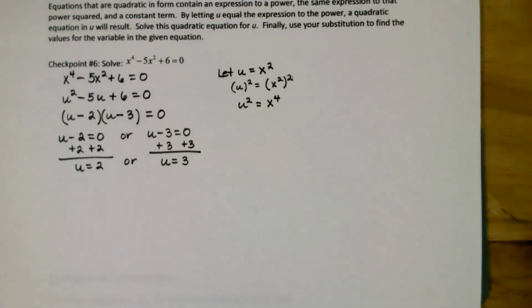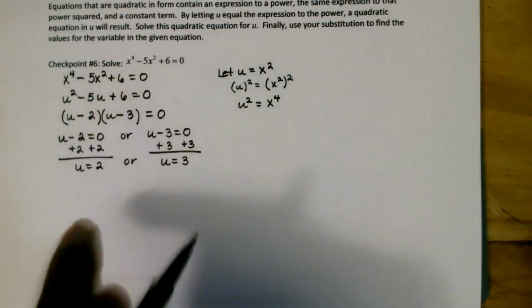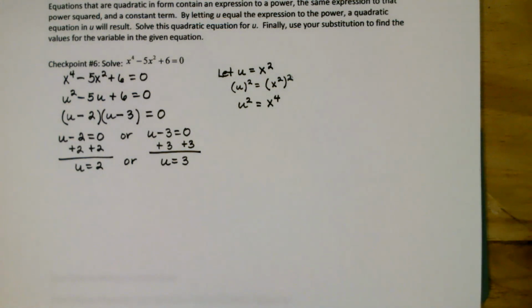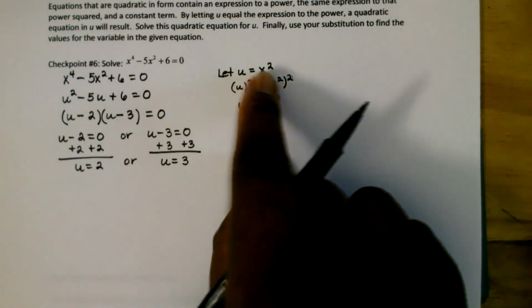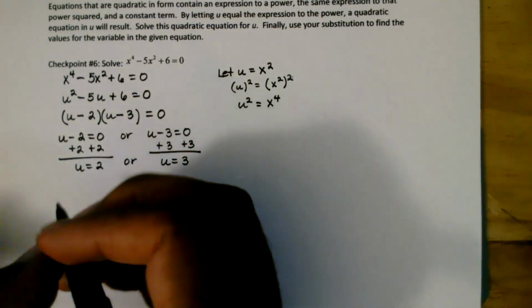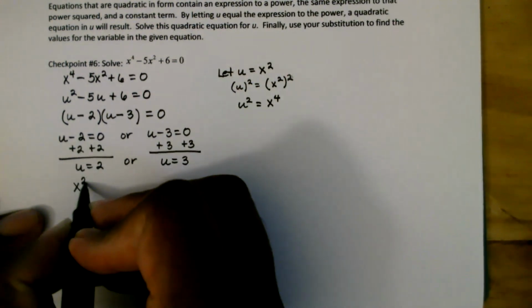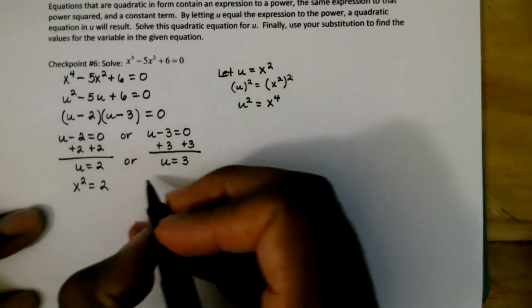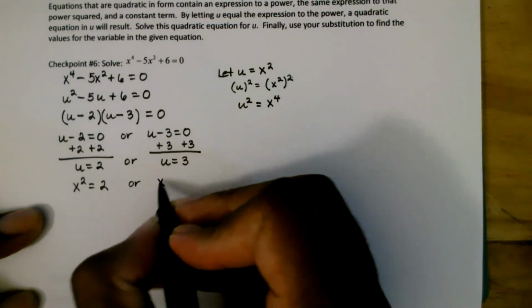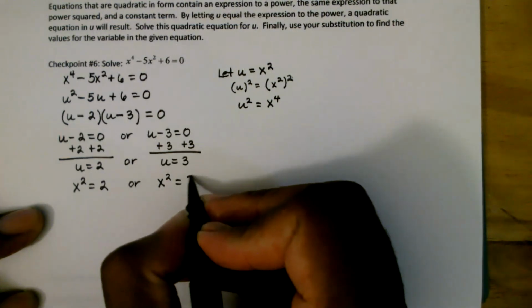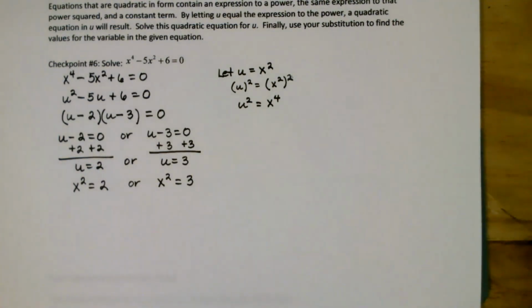Now we don't stop right here because we started off as an equation in terms of x. Our answers have to be in terms of x. Okay? Now notice we've already let u be equal to x squared, so I need to substitute the u with x squared. So this will be x squared is equal to 2. And also that u was x squared, so that means x squared has to be equal to 3. And then for each equation, we'll solve for x.